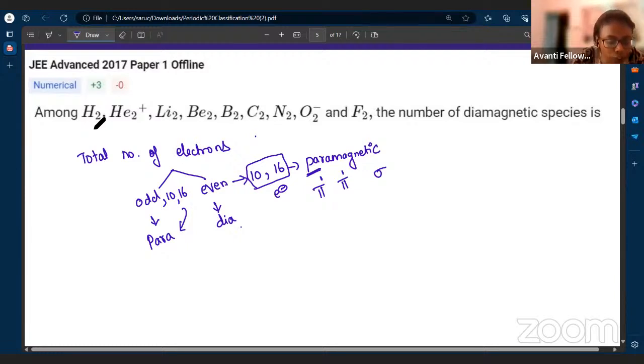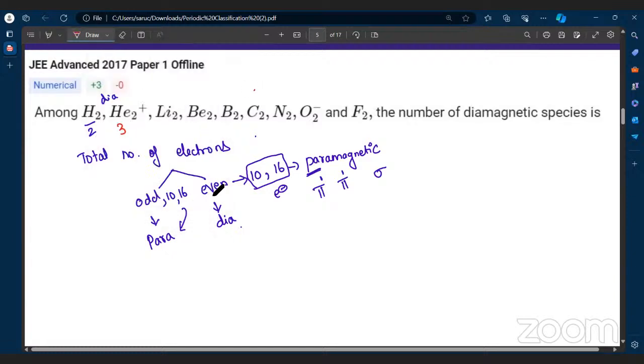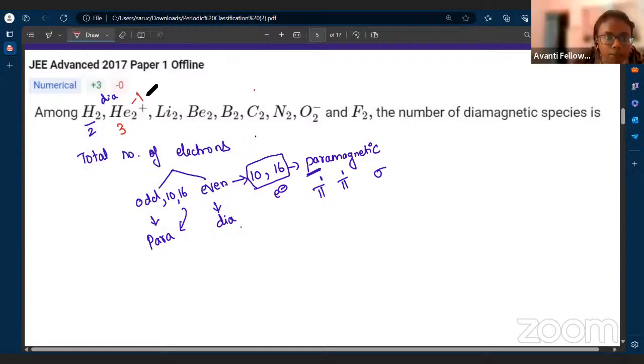Okay, so among H2, whether it is going to be paramagnetic or diamagnetic, how many electrons does it have? 2 electrons, so therefore it is diamagnetic. He2 plus. What is the total number of electrons in He2 plus? 3. So we know that it is para. Yes, it is para. Li2. How many total electrons are there?